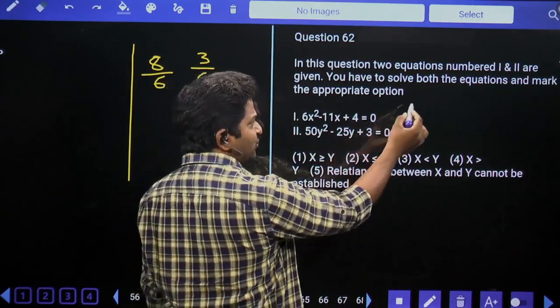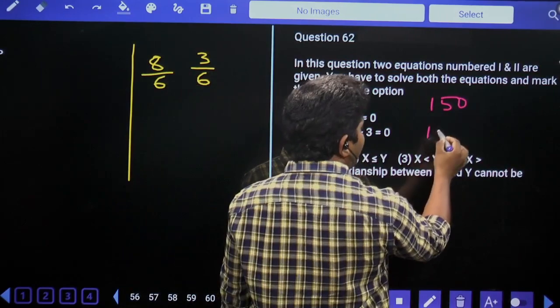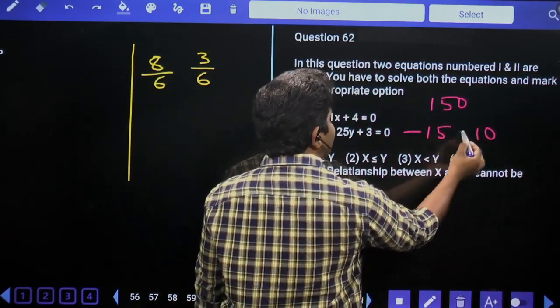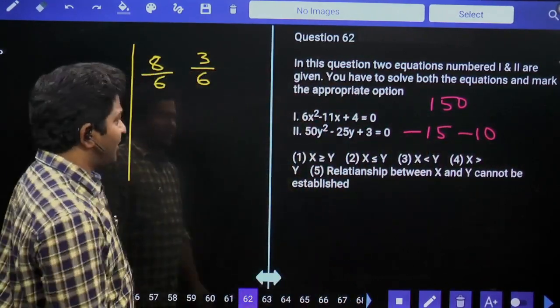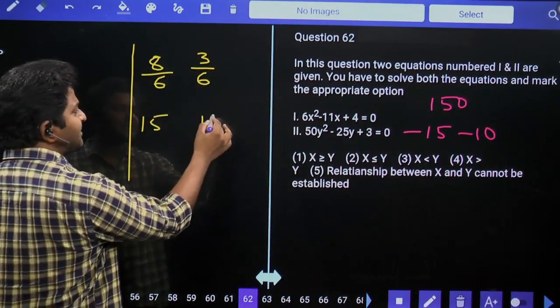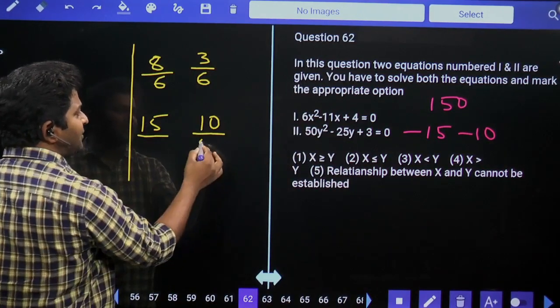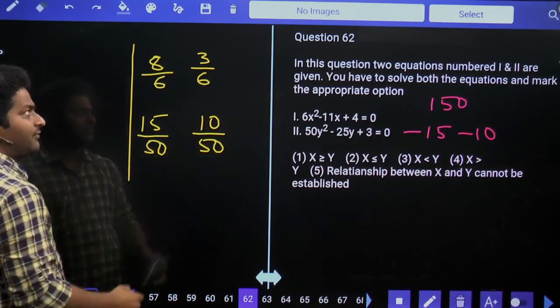50 into 3, that is 150. 150 can be written as 15 into 10. Minus 15 minus 10, minus 25. Then factors are plus 15, plus 10, divided by the coefficient of y square, that is 50.